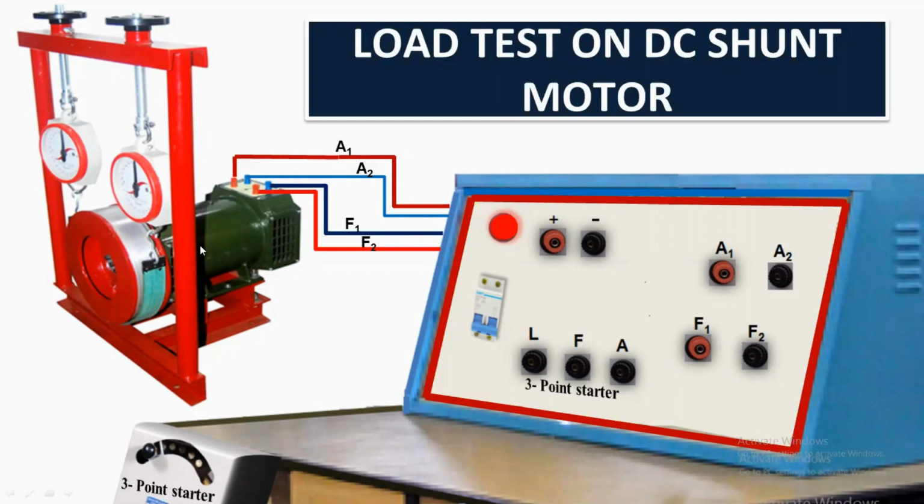The DC motor is started by using a 3-point starter. The purpose of this starter is to reduce the starting current. Without the starter, we cannot start the motor. This starter has 3 terminals. The terminals are L, F, A. L means line, F field, A armature. These terminal connections are given on the back side of this board. So we just connect the meters on this board.